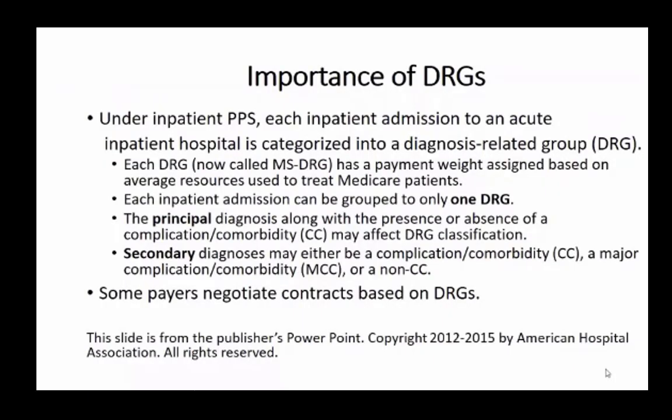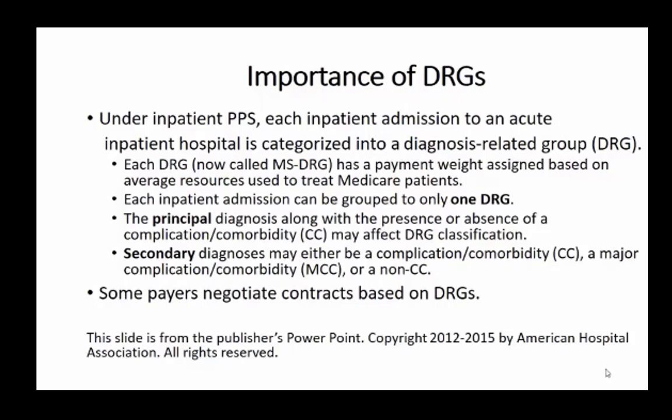Under the inpatient prospective payment system, each inpatient admission is categorized into a diagnosis-related group, or DRG. DRGs are now called MSDRGs, Medicare Severity DRGs. It's the same definition, just a different name. The payment weight is assigned based on average resources used to treat a Medicare patient. Each inpatient admission is grouped into one DRG. In the outpatient environment, you can have more than one APC per encounter, but for the inpatient, one DRG.